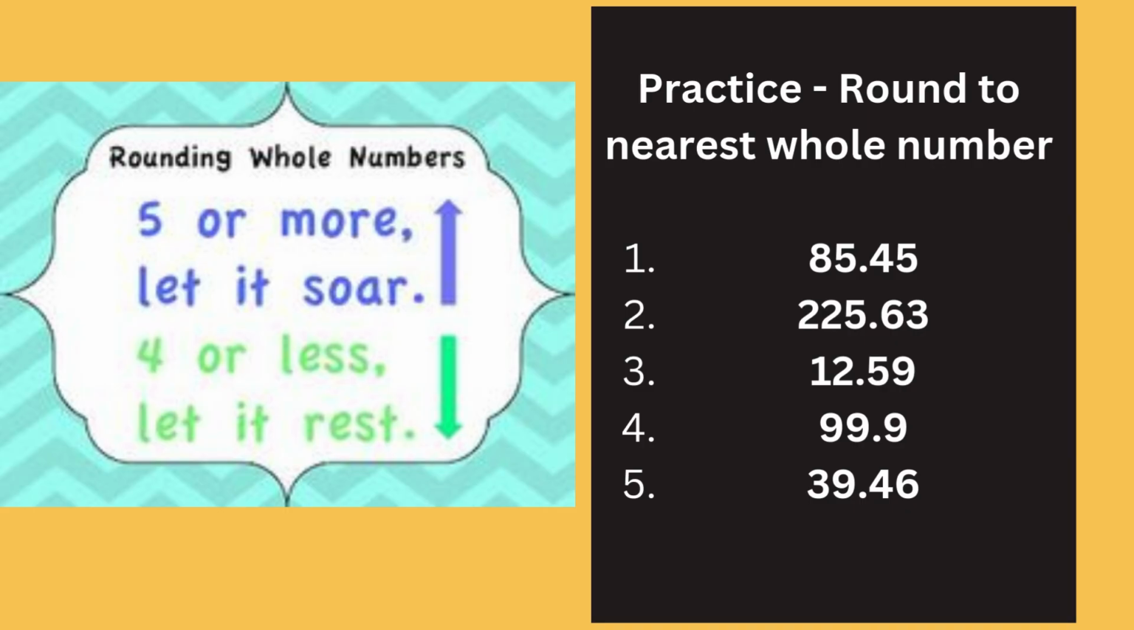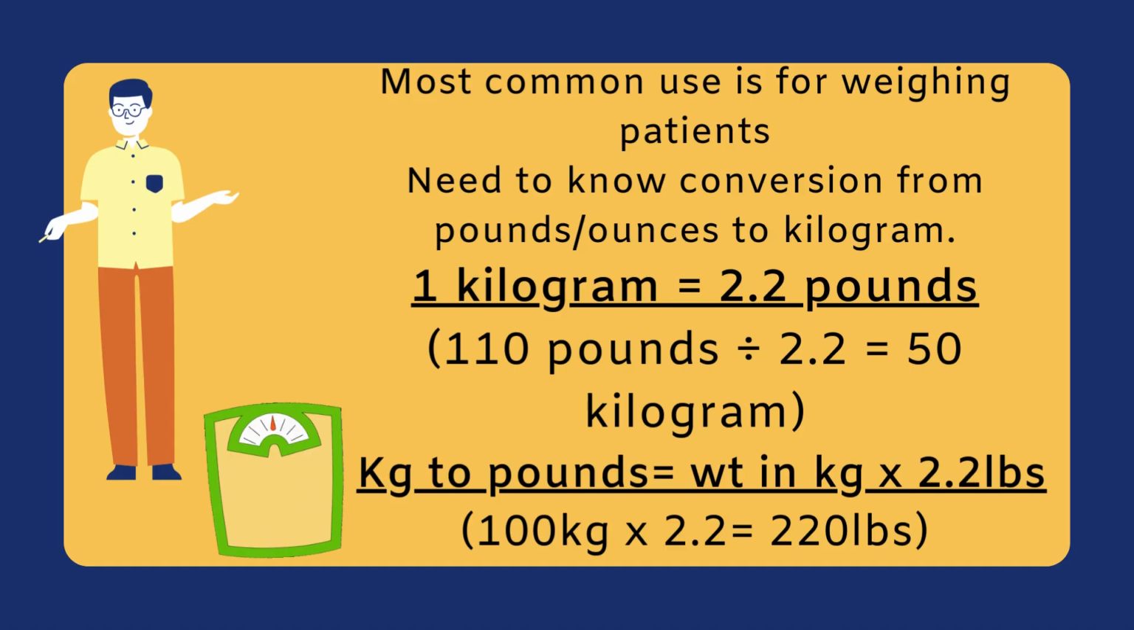99.9, this number right here, that 9, is greater than 5, so I'm going to round this to 100. And the last example is 39.46. So 39.4, I'm looking at that 4. It's less than 5, so this number would remain just 39. Okay, so that's rounding to the nearest whole number.